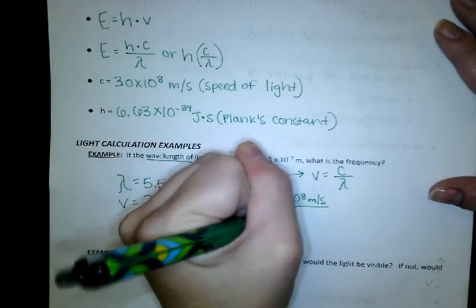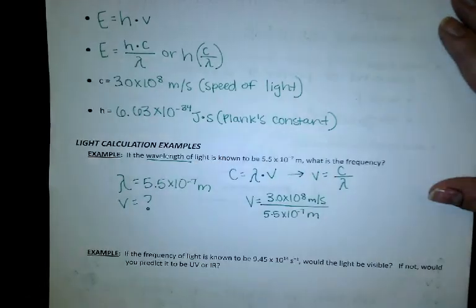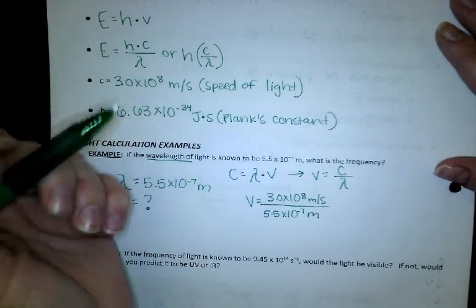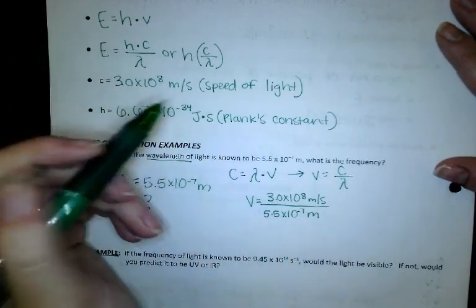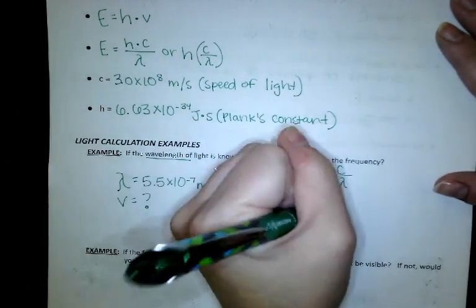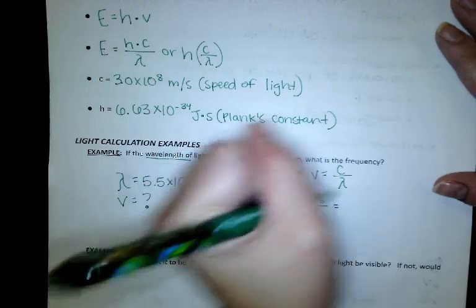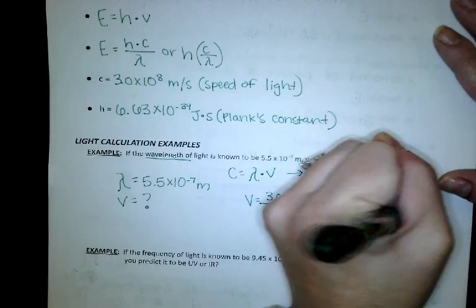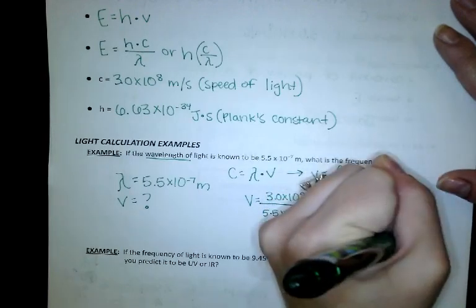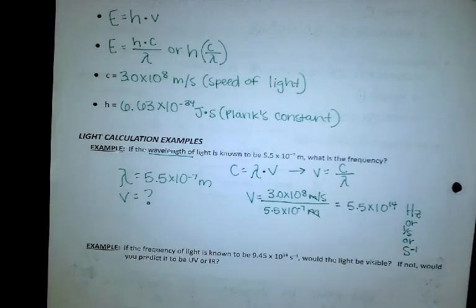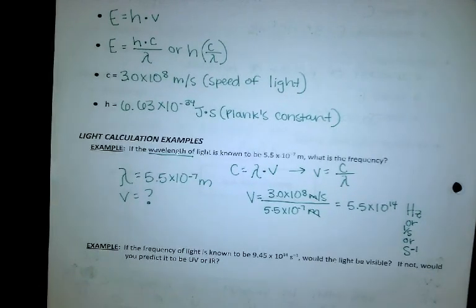Okay, now notice, remember frequency's unit is 1 over seconds, and so what's going to happen is these meters are going to cancel out, and you're going to end up with 1 over second. So when we divide these, we get 5.5 times 10 to the 14th hertz, which is a unit, or 1 over seconds, or seconds to the negative 1. Okay, so that is our frequency. This is a pretty high frequency, but look at our wavelength. Our wavelength is pretty tiny.